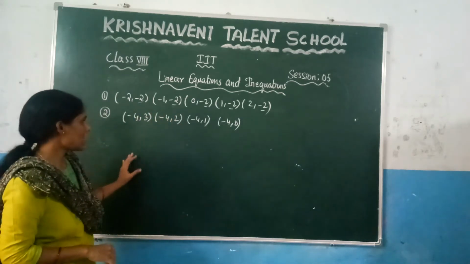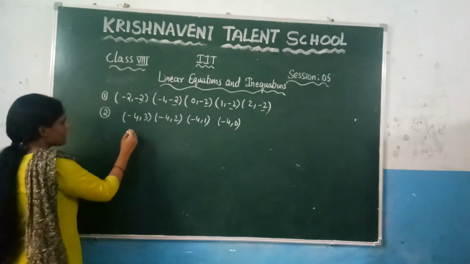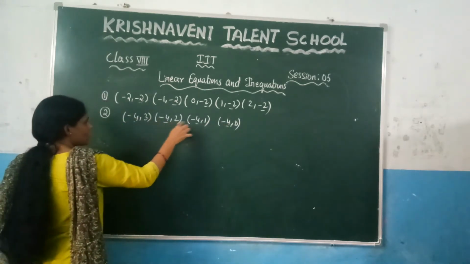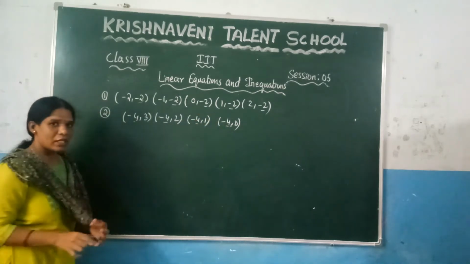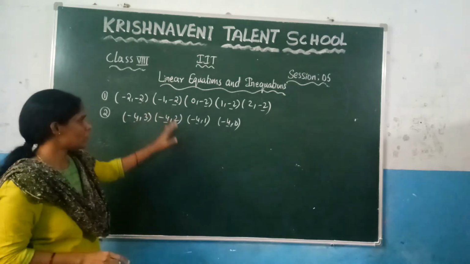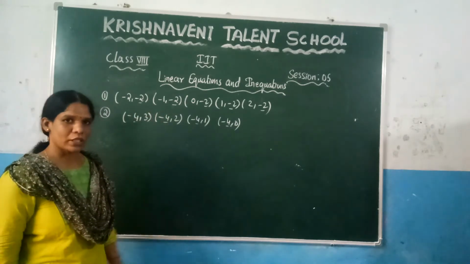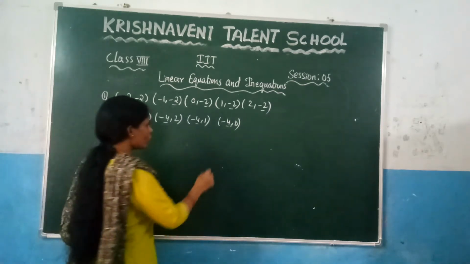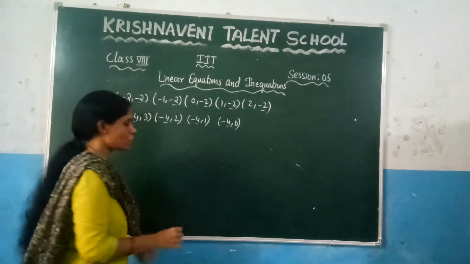Suppose you are given points such that the y coordinates are the same, how do you get the graph? Let us see. And in the second set of points, you can observe that the x coordinates are the same: -4, -4, -4, -4. If the x coordinates are the same, how do you get the graph? And if the y coordinates are the same, how do you get the graph? By drawing the graph, we will get some conclusion. So how do we draw the graph? Just now we have learned.